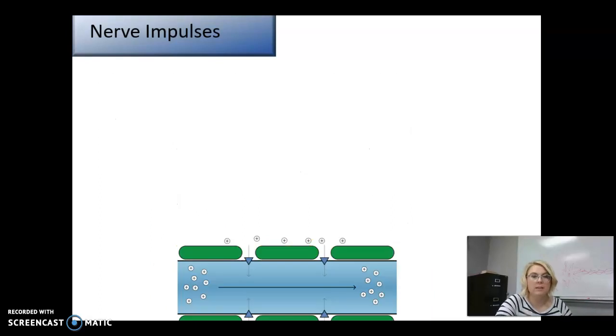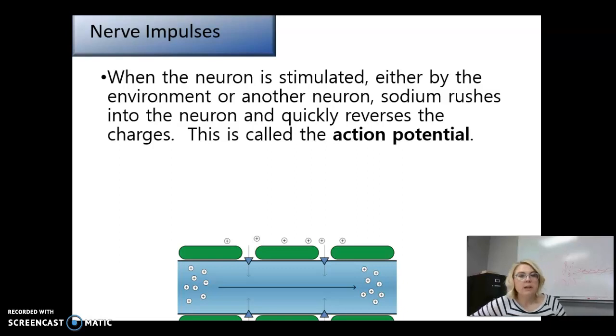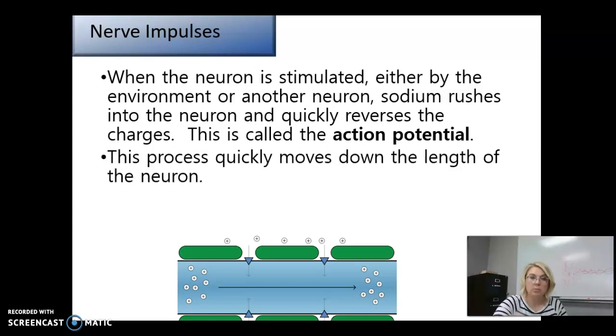Let's see how this actually happens. So we have our little channel down here at the bottom. When the neuron is stimulated, meaning when the neuron is stimulated either by the environment or another neuron, because remember, the neuron is going to attach to another neuron to tell it what to do, or your fight or flight response is going to get alerted from the environment, sodium rushes into the neuron. Okay, so it comes in quickly. And then it reverses the charges, so it makes it neutral. When they reverse the charge, that's called action potential.